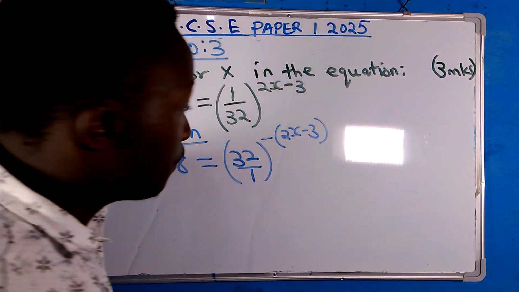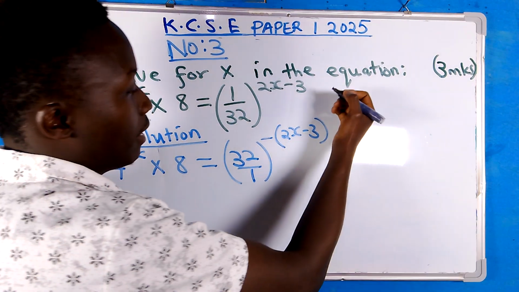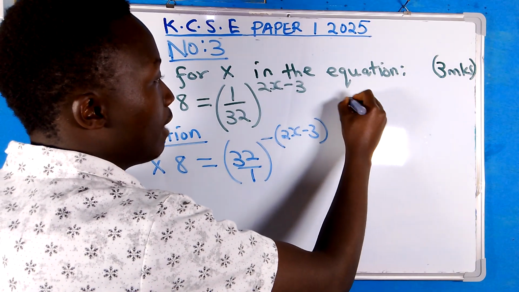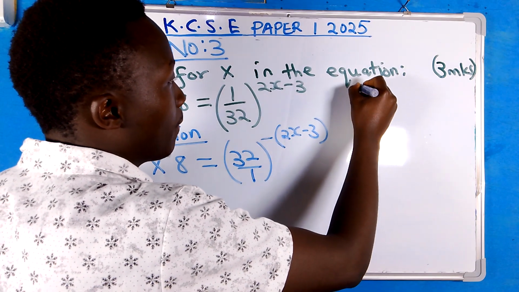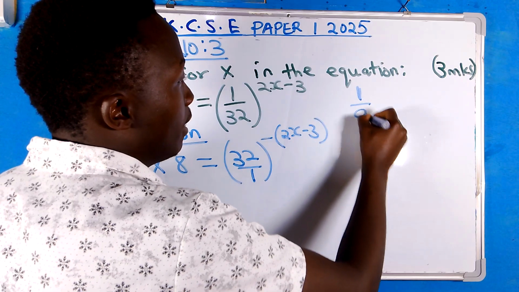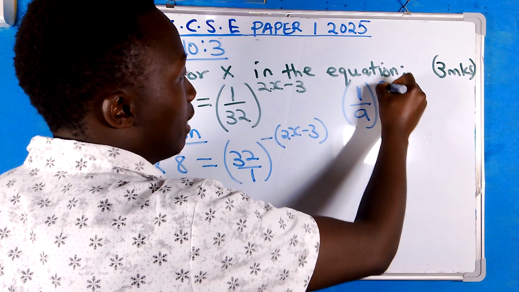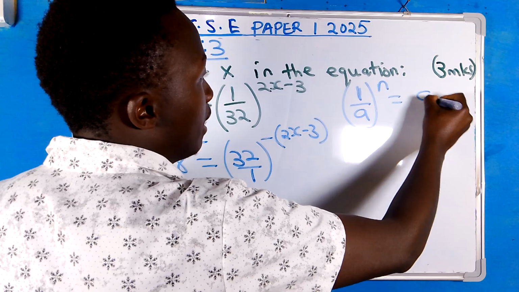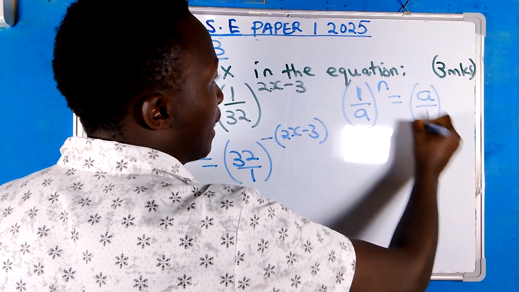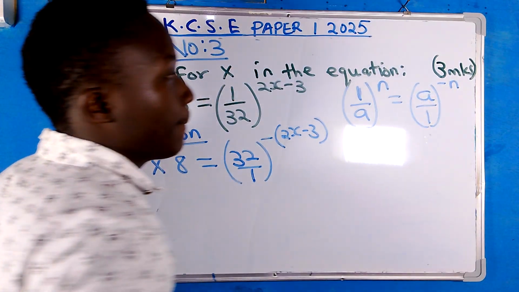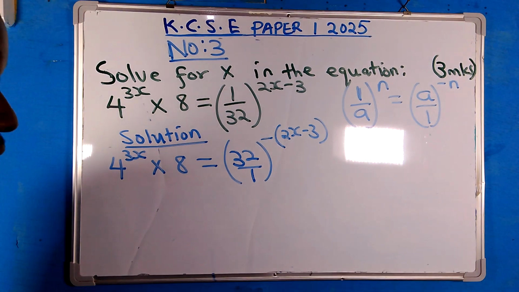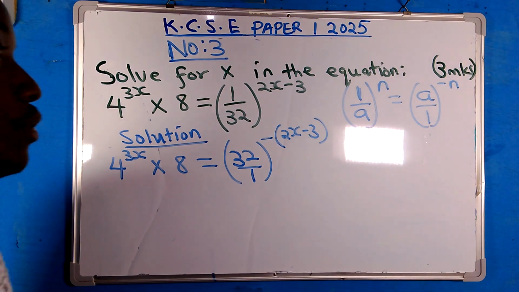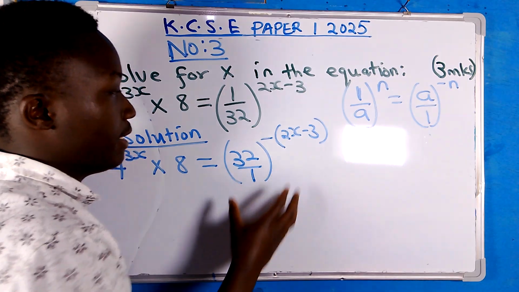If you have been confused by what I've just done, this is what we say. If you have 1 over a to power n, it is the same as a over 1 to power negative n. That is the law that we have used to simplify and get this.